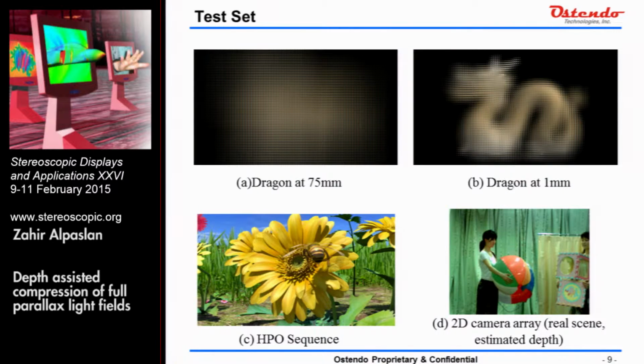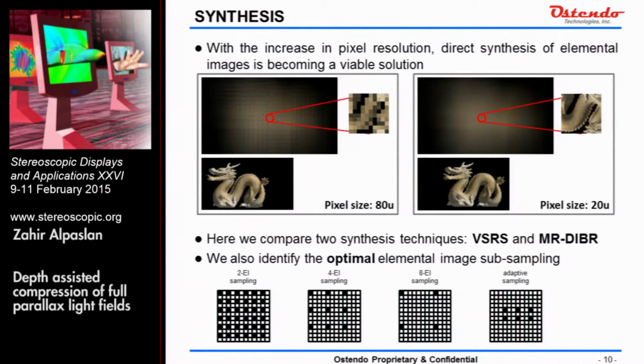And then, to compare with the sequences that MPEG uses for their evaluation, we also selected a horizontal parallax only sequence, which is the B sequence. It's also a computer-generated sequence with a ground truth depth map. We also selected a 2D camera array, like a real scene, where the depth map is estimated. So it's not a ground truth depth map, it's just an estimated depth map. And then the first thing that we analyze is just the synthesis.